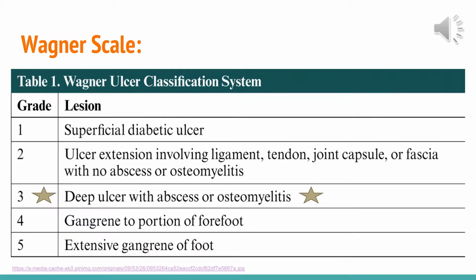This is the Wagner ulcer classification system that we learned about in class to scale diabetic ulcers. Hyperbaric oxygen therapy has been found to be most beneficial for those with diabetic ulcers of a Wagner grade 3.